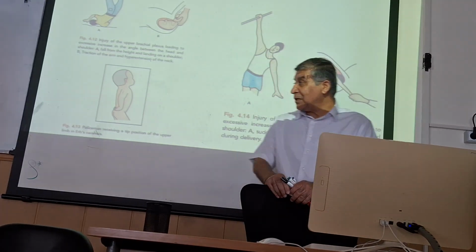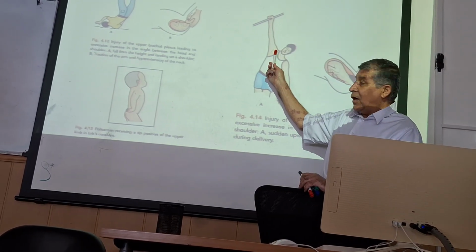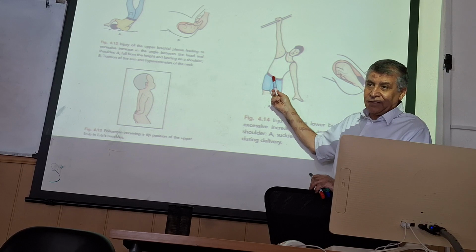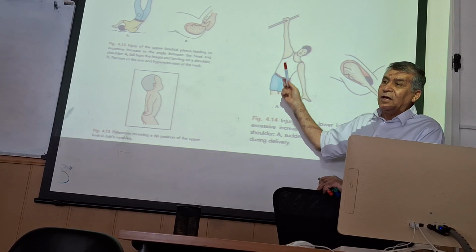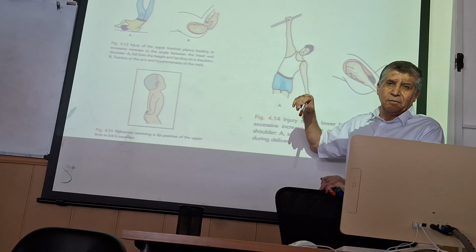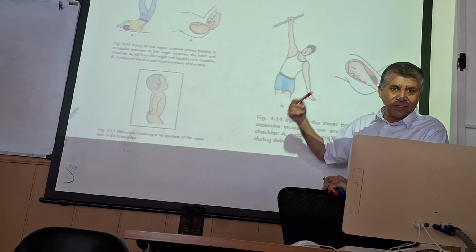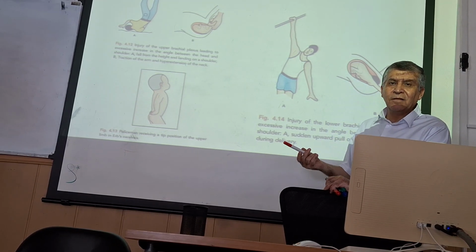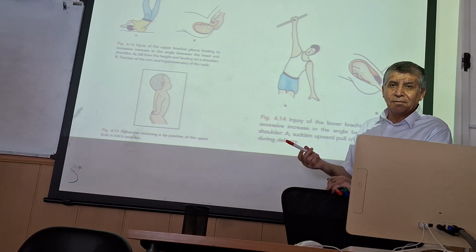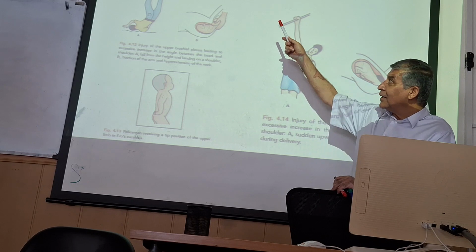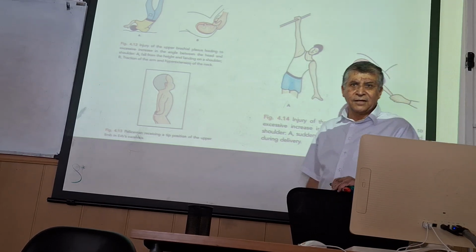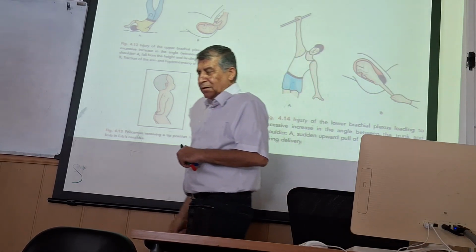When the angle between the arm and trunk is increased, it causes injury to the lower part of the brachial plexus, C7. That is called Klumpke's injury.